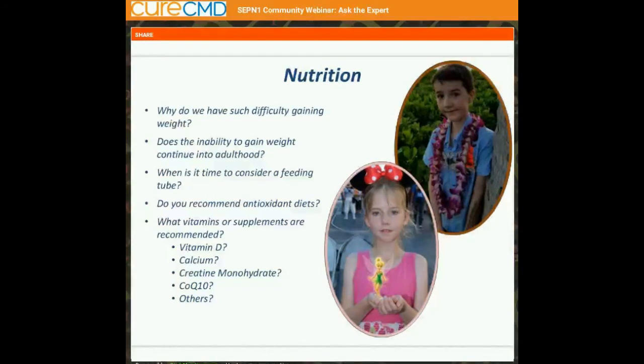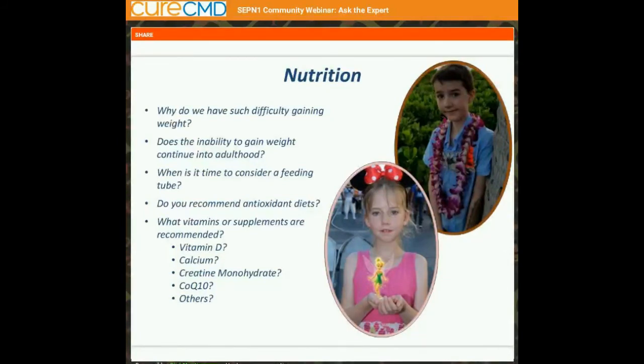For this population of patients, I have not been recommending CoQ10 or a particular antioxidant diet, not because I don't think it's an interesting idea, but because I haven't seen any research published on it, and this type of work is very difficult to do because the diet is very difficult to control on a day-to-day basis.